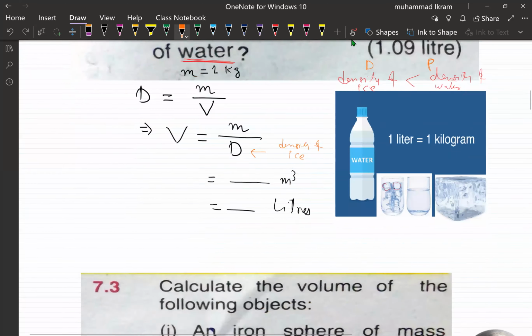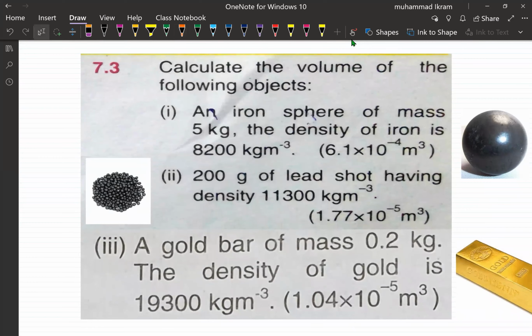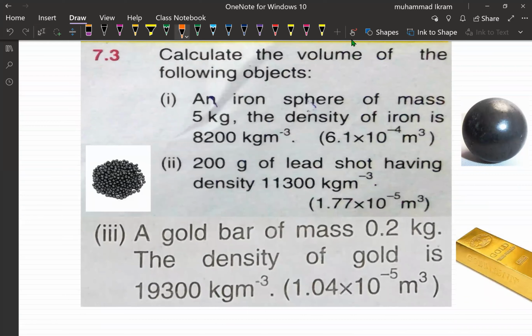The next question: calculate the volume of the following objects: an iron sphere of mass 5 kilogram, and the density of the iron is 8,200 kilogram per meter cube. So this is as easy as eating ice cream. Look, what is density? Density is equal to mass per unit volume. So what will be the volume? Mass by density.